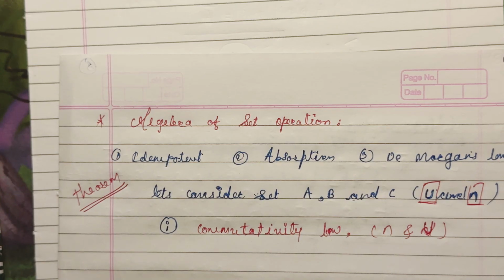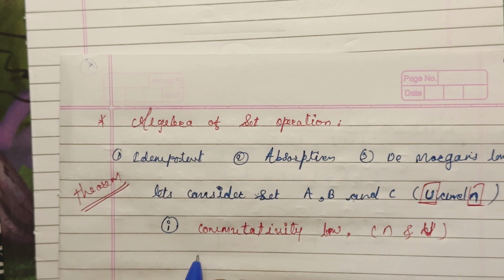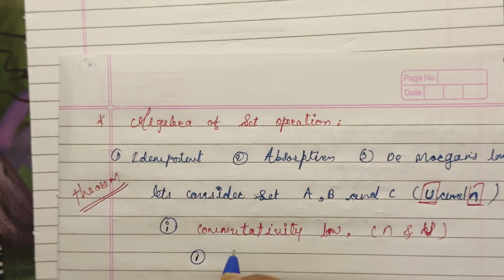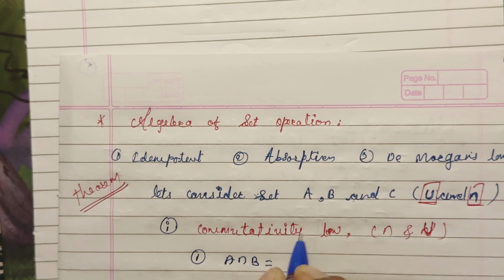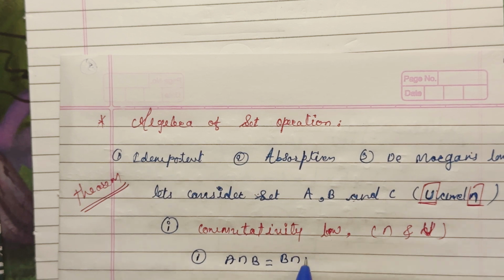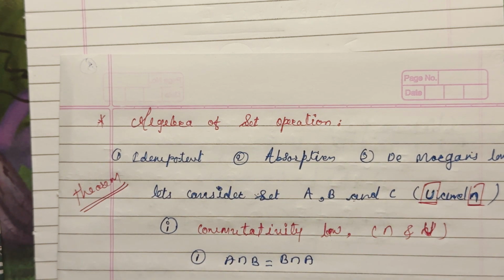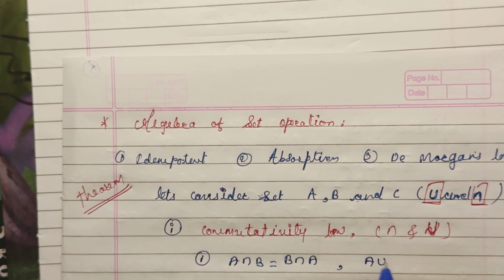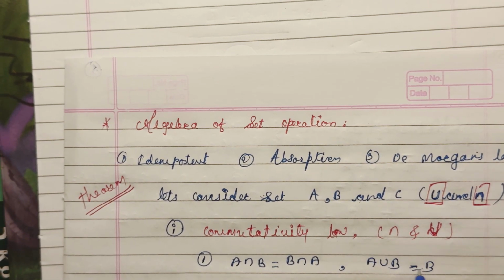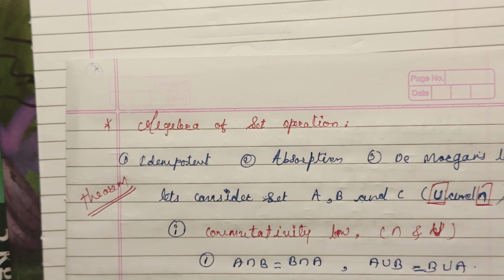First we know about the union. Commutativity means we are playing with two sets, so A intersection B can be written as B intersection A. And second, A union B we write as B union A. If these two hold, then we say that the commutativity law holds. This is for two sets only.